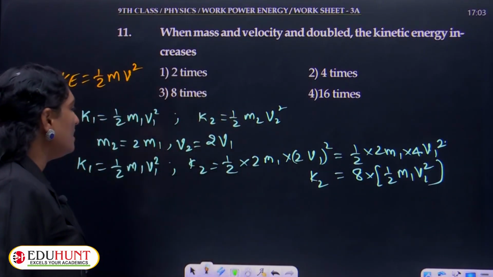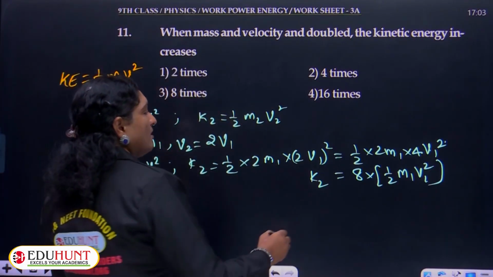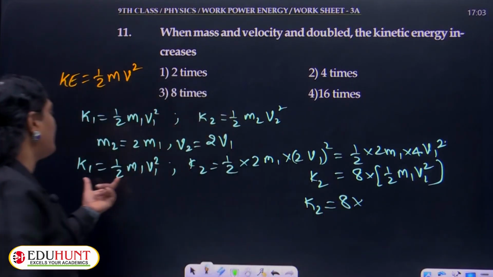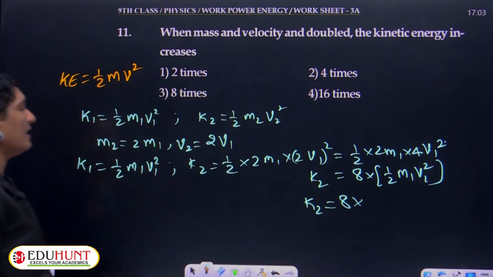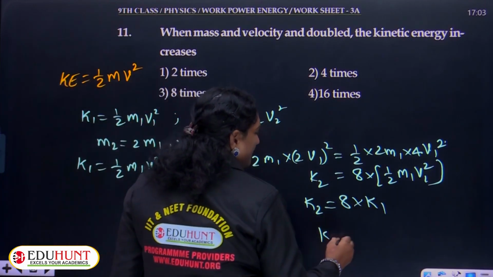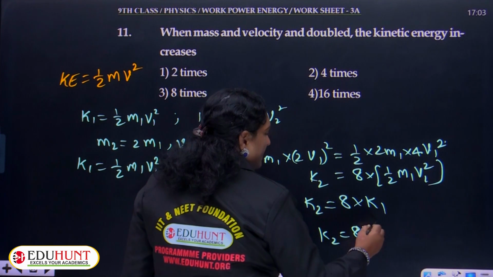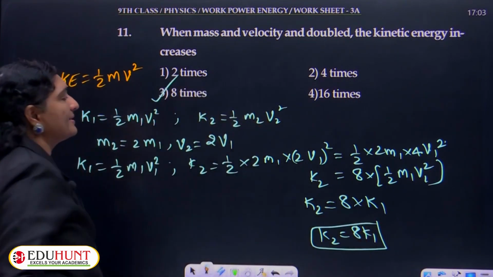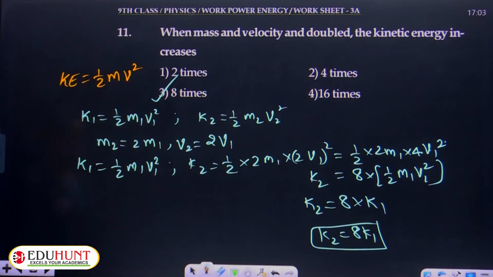What is the value? k2 is equal to 8 times half m v1 square, or k2 equals 8 times, what is half m v1 square? It's nothing but k1. So k2 increases 8 times the old k1. Hence option 3 must be true. k2 is equal to 8 times k1.